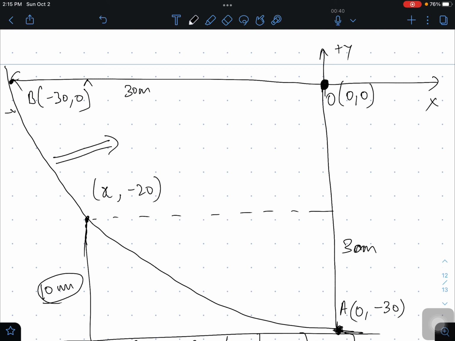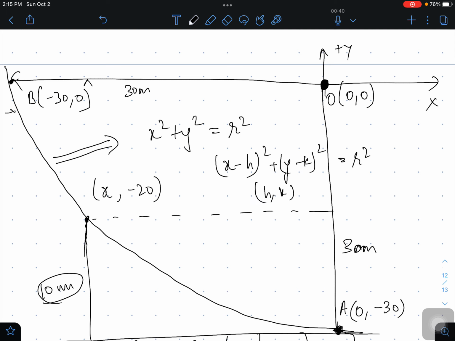The equation of a circle which has its center at the origin is x squared plus y squared equals radius squared. Typically the equation can be written as (x minus h) squared plus (y minus k) squared equals r squared, where (h, k) is the center of the circle. However, as h is equal to 0 and k is equal to 0, you have the equation x squared plus y squared equals radius squared.